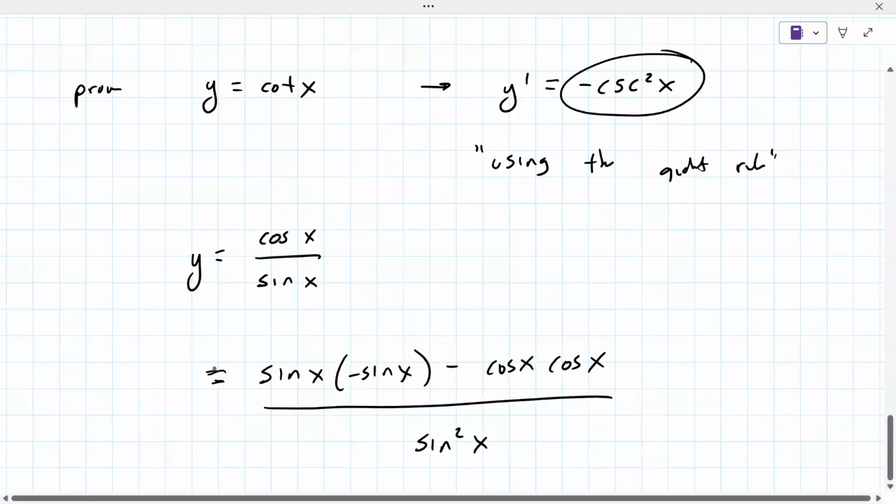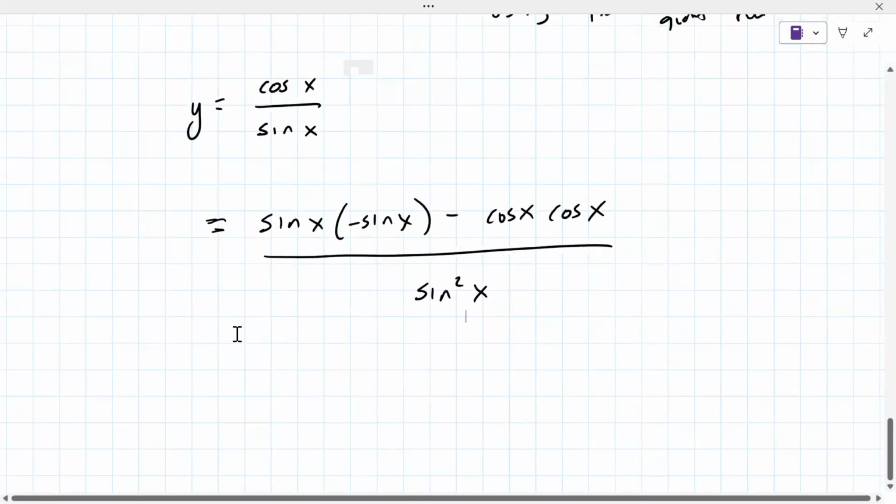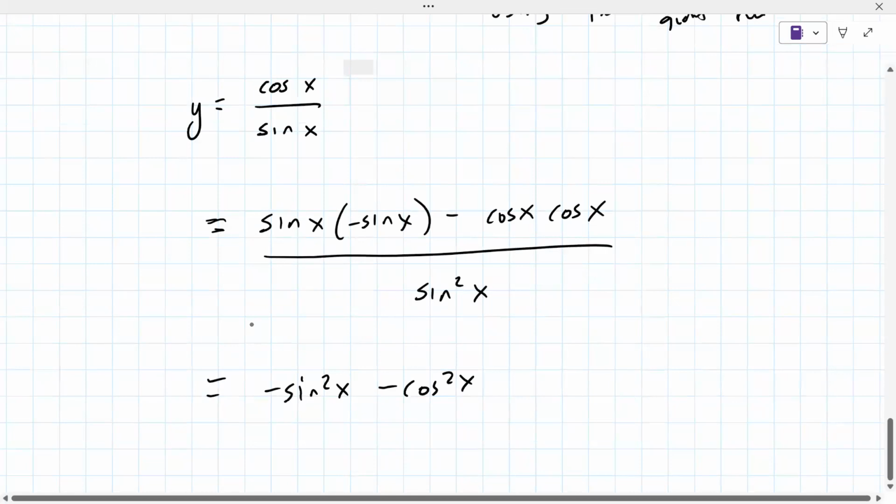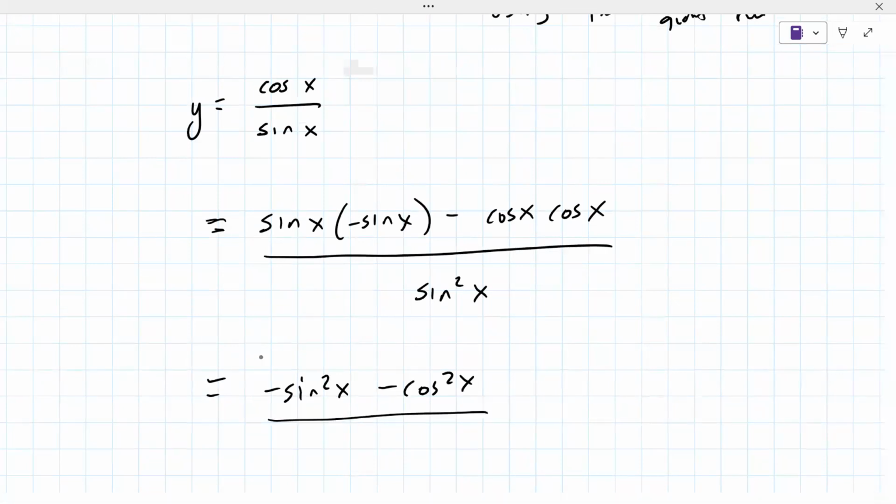Did you get this far? Yeah. Okay, so the top becomes minus sine squared x minus cosine squared x. Is that clear how I got that? Yes, and that's what I have too.